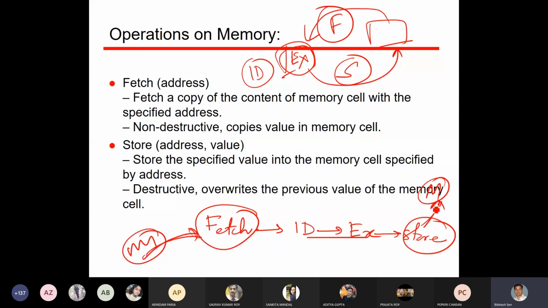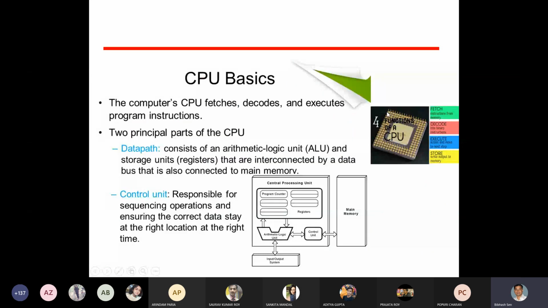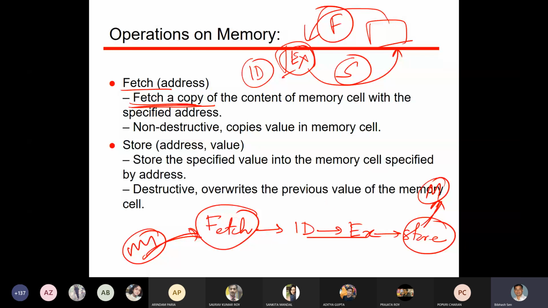So fetching and storing. That's why I have written that fetch means fetching a copy of the storage. That is a very important point here. Fetch a copy of the content of the memory cell. So actually you are fetching a copy of the contents of the memory cell, and it is a non-destructive fetch operation. Remember this point: fetch operation is non-destructive. It means it copies the value in the memory cell. The content of the memory cell is not altered.